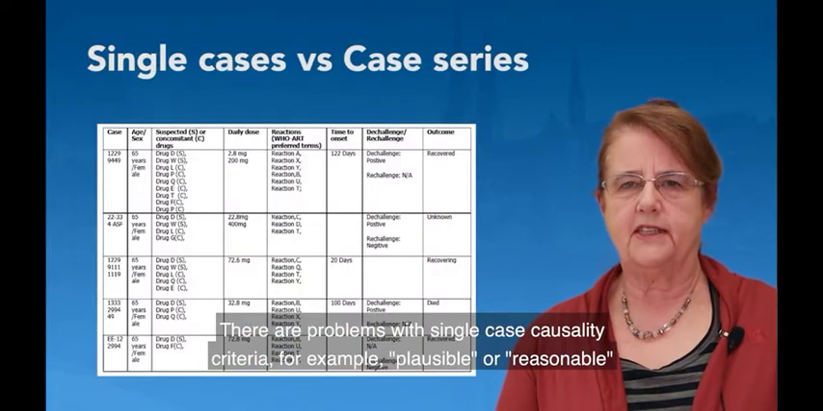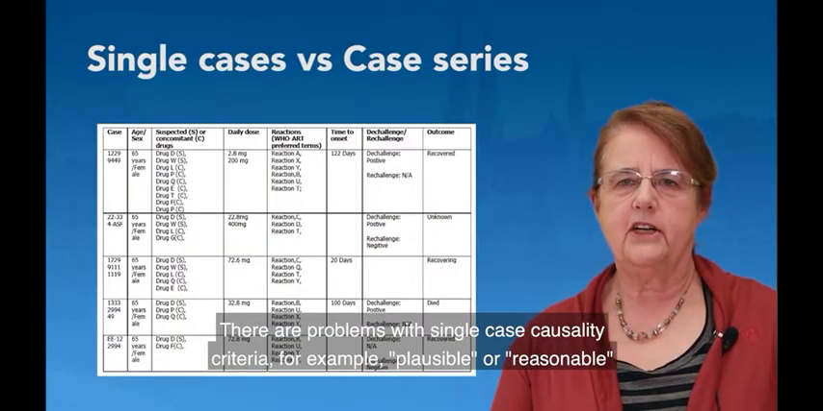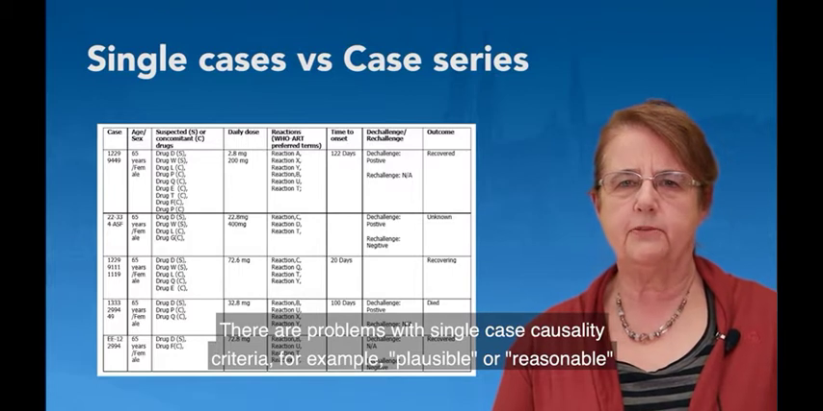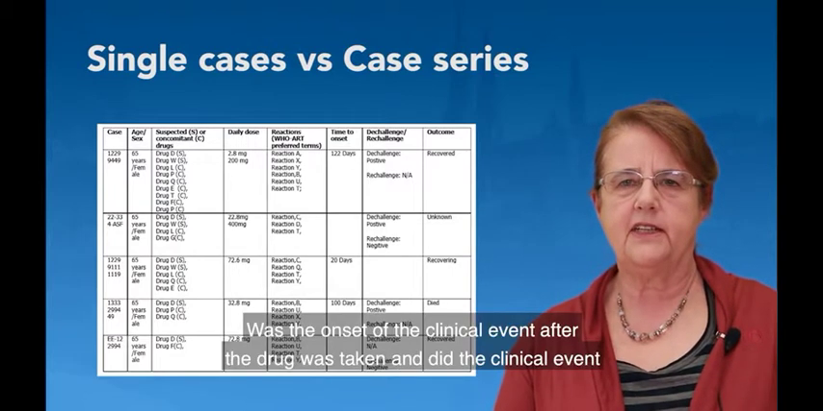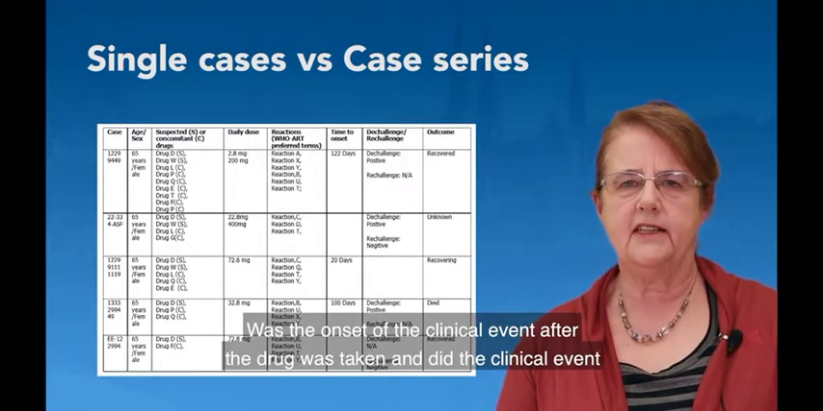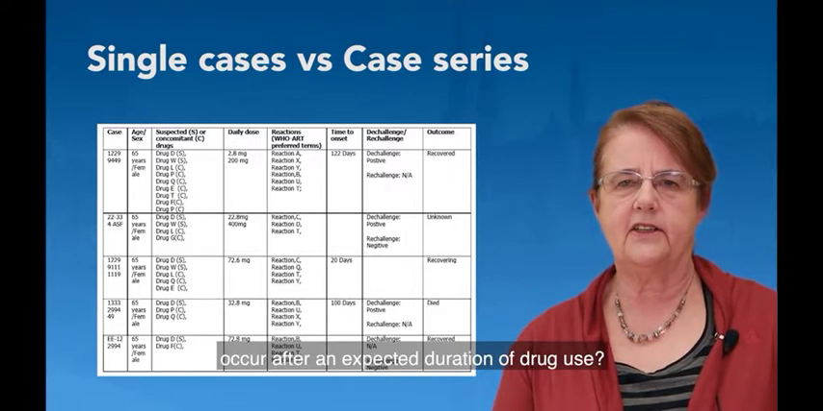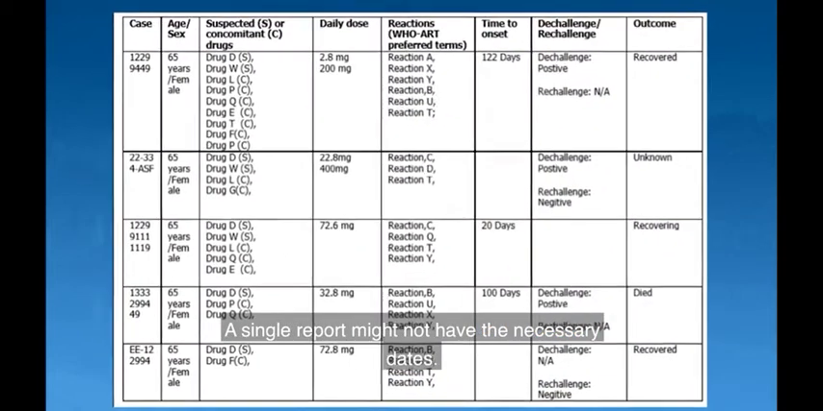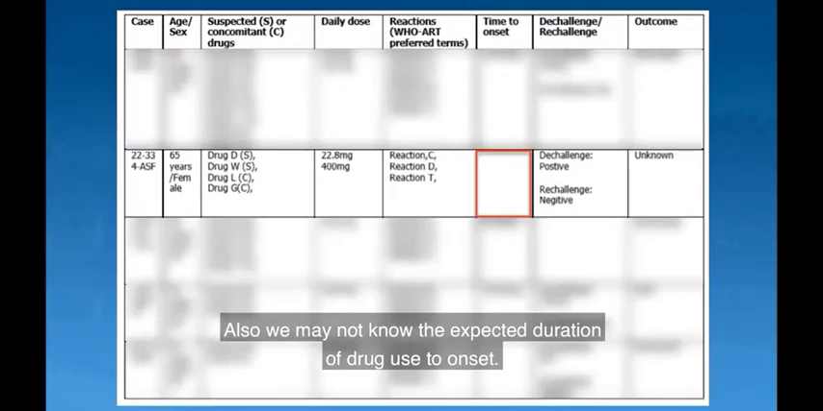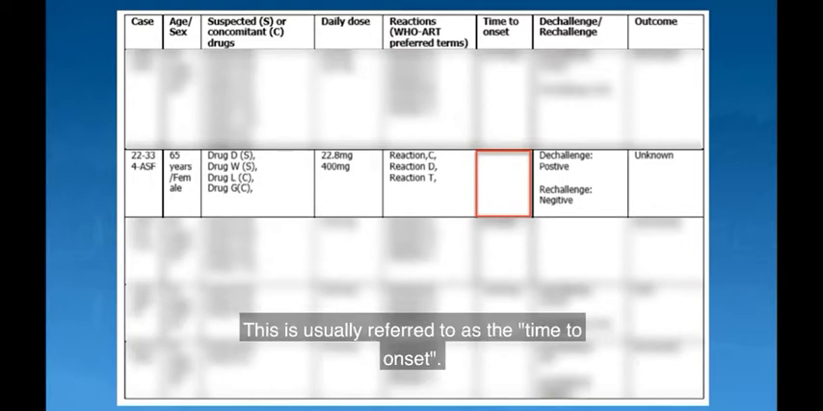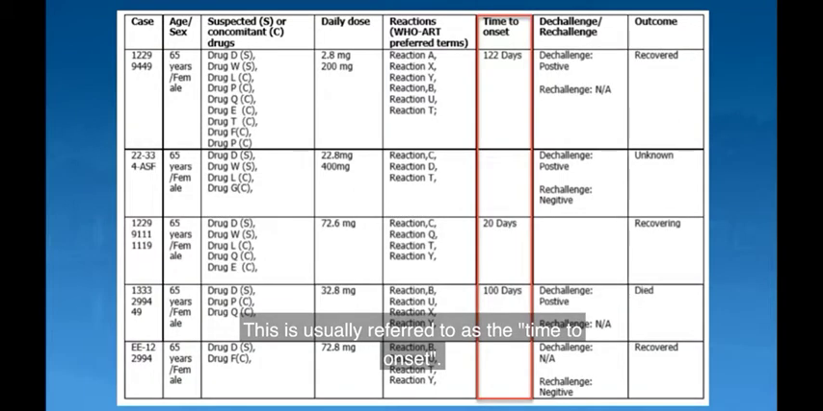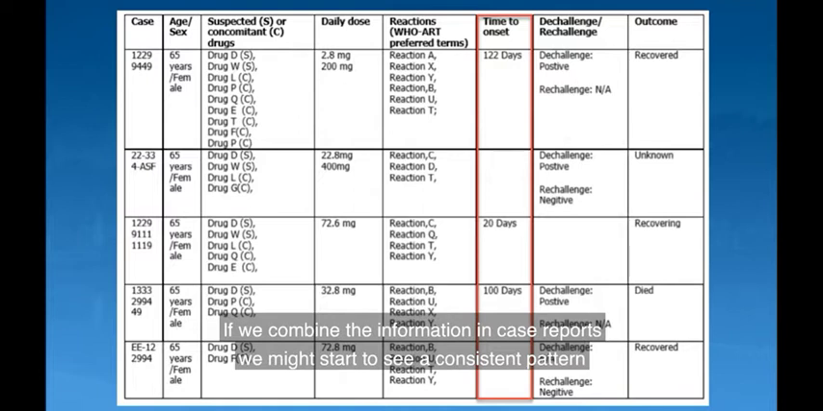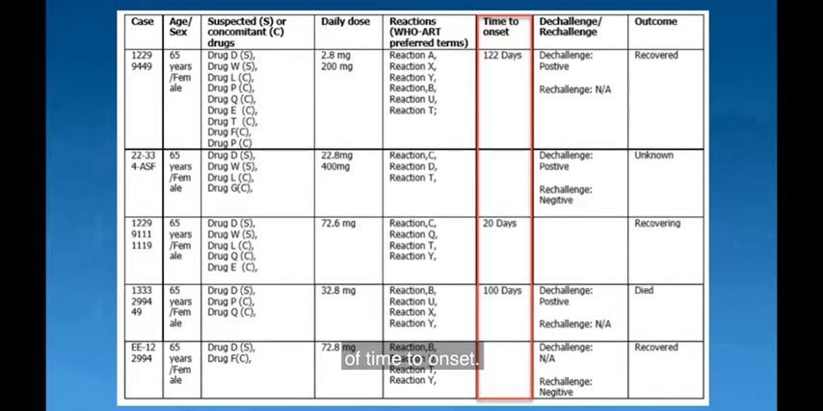There are problems with single case causality criteria. For example, plausible or reasonable timing. Was the onset of the clinical event after the drug was taken? And did the clinical event occur after an expected duration of drug use? A single report might not have the necessary dates. Also, we may not know the expected duration of drug use to onset. This is usually referred to as the time to onset. If we combine the information in case reports, we might start to see a consistent pattern of time to onset.